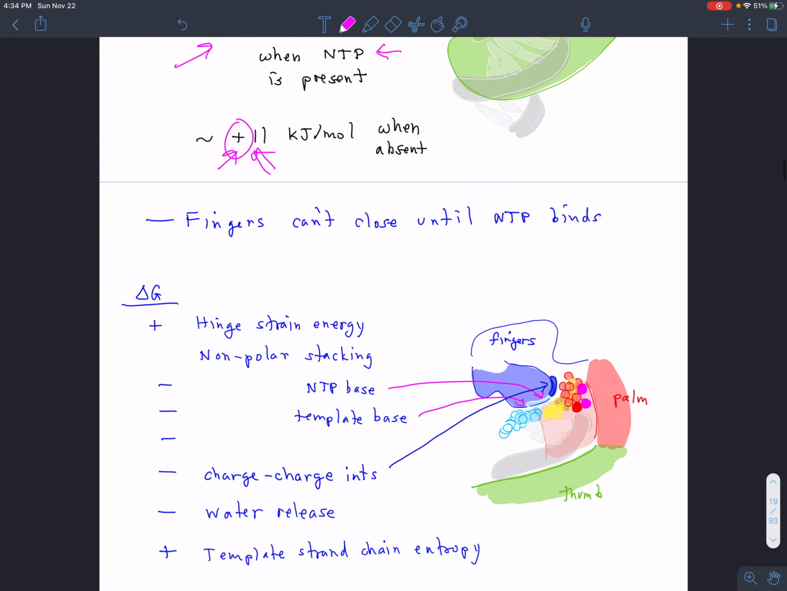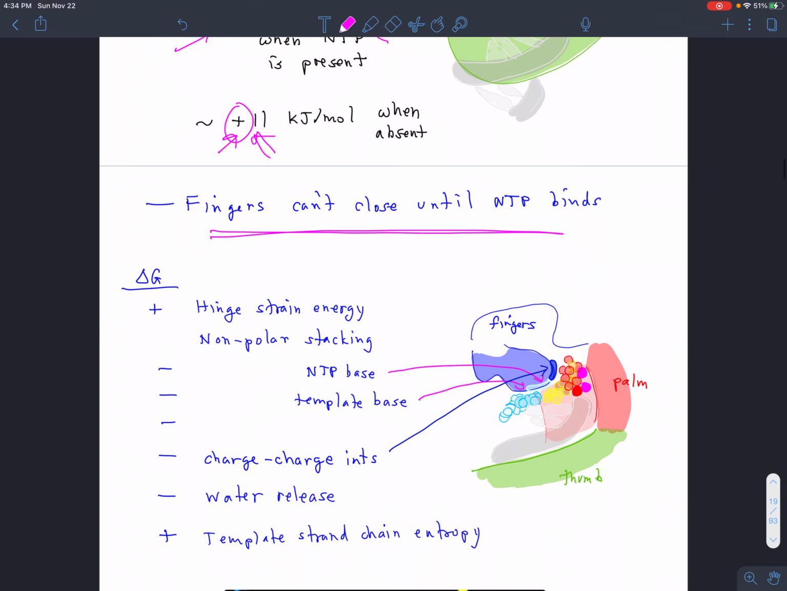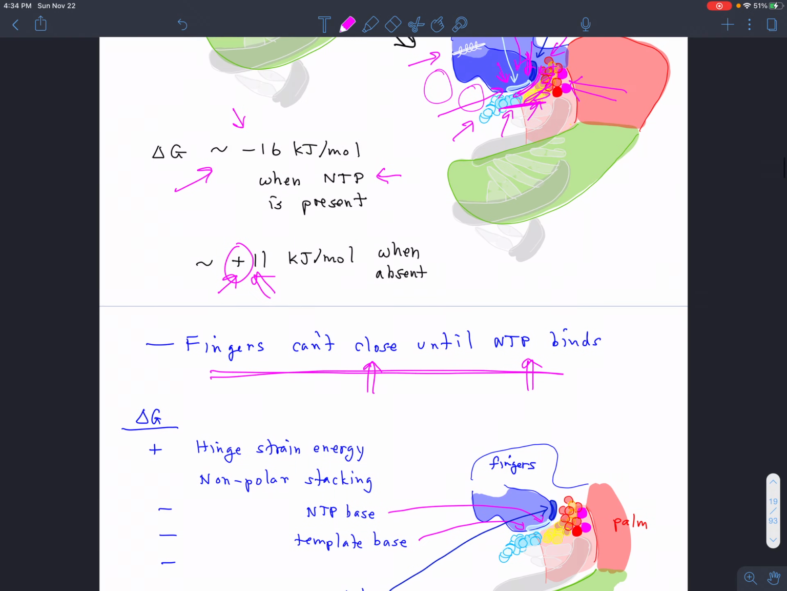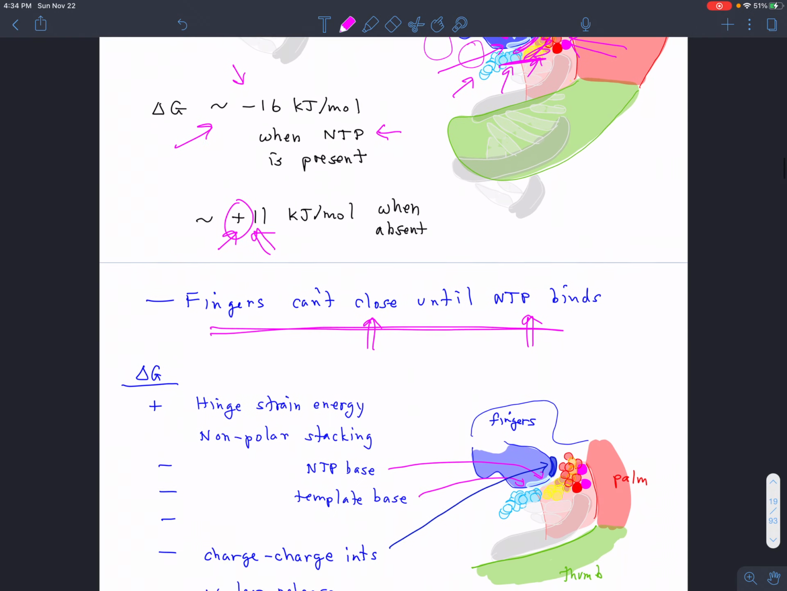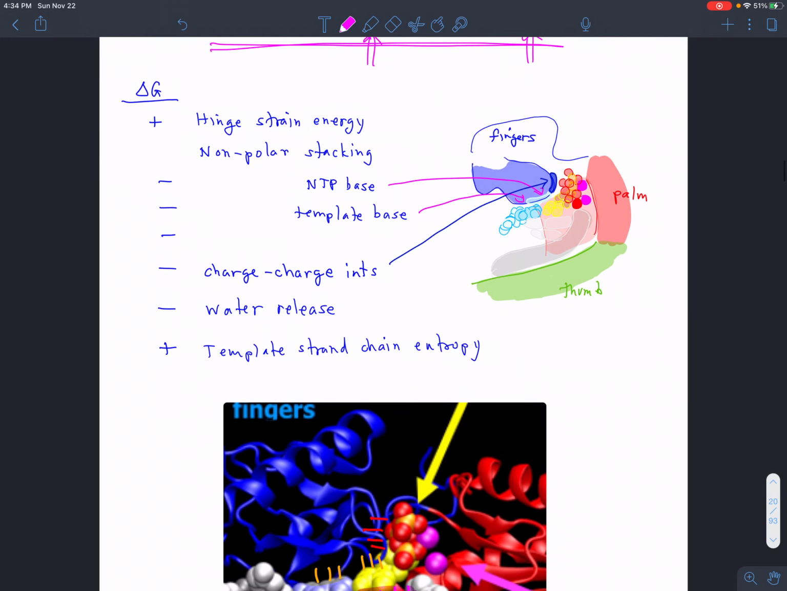Also, from the point of view of controlling the cycle of events that's happening, the fingers can't close until there's an NTP there. And so you can't get the fingers closing before the binding occurs. The fingers closing pretty much has to happen after the binding occurs.